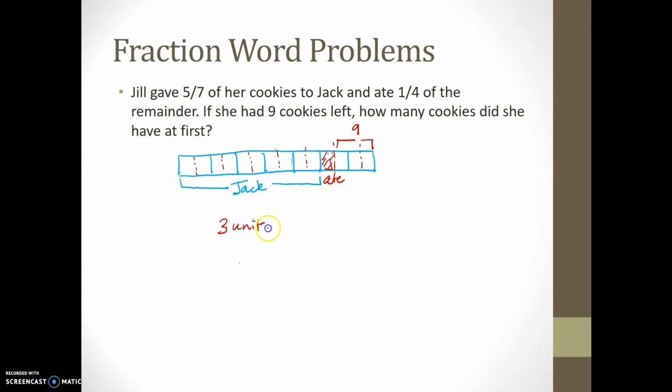So 3 units equals 9 cookies. 1 unit equals 3. And of course now we've subdivided our fraction bar here. So we should have 1, 2, 3, 4, 5, 6, 7, 8, 9, 10, 11, 12, 13, 14 units. So we'll solve for that, 14 units. So 14 units equals 3 times 14, which is going to equal 42 cookies.